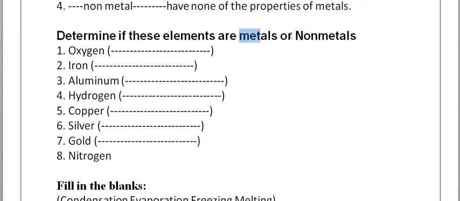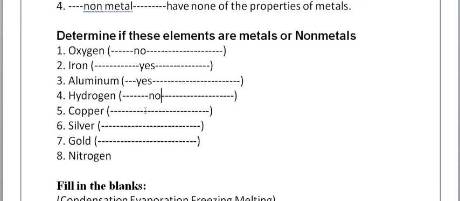Determine if these elements are metal or non-metals. I will determine according to whether it is shiny and can be reshaped, yes or no. Okay, oxygen, is it metal? No, it's non-metal. Okay, iron. Yes, it's metal because it's shiny and can be reshaped. Aluminium, yes, it's shiny and can be reshaped. Hydrogen, no, it's not shiny and cannot be reshaped. Copper, yes. Silver, yes. Copper and silver and gold are shiny and can be reshaped into different parts. Nitrogen, no, it cannot be reshaped and it's not shiny.